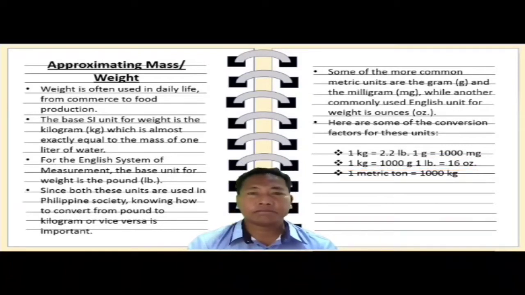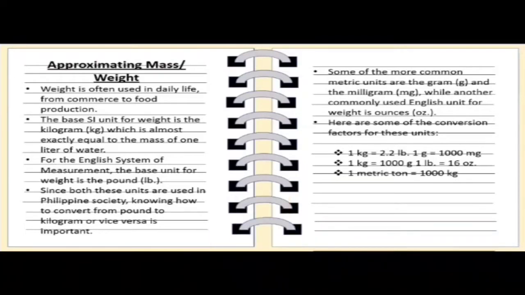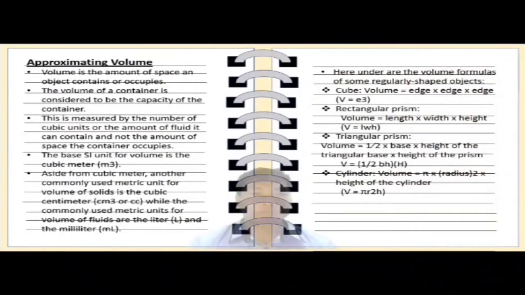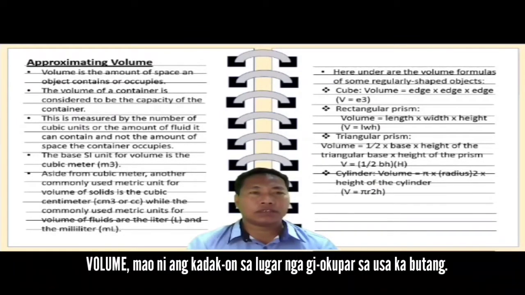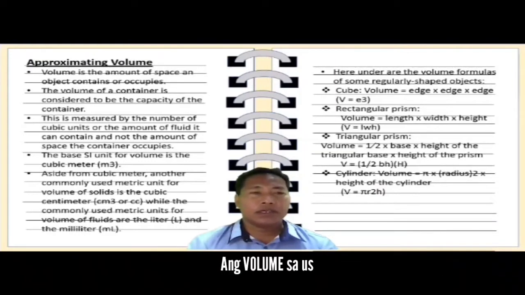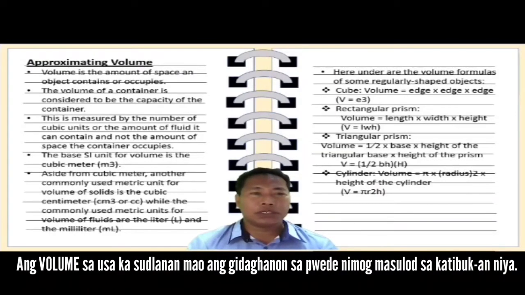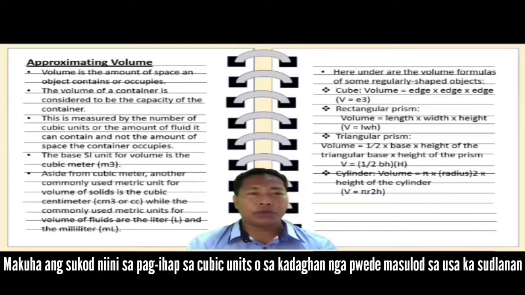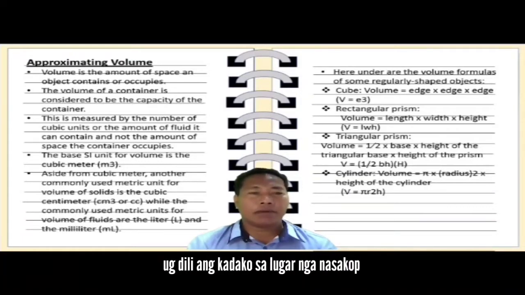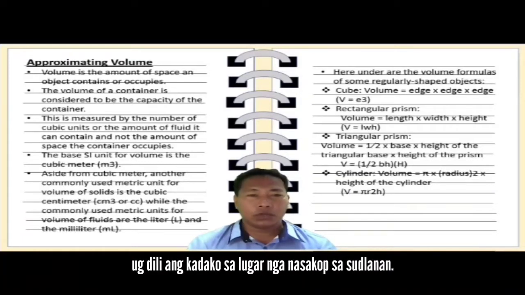Now, we have here approximating volume. What is volume? Volume is the amount of space an object contains or occupies. The volume of a container is considered to be the capacity of the container. This is measured by the number of cubic units or the amount of fluid it can contain, and not the amount of space the container occupies.